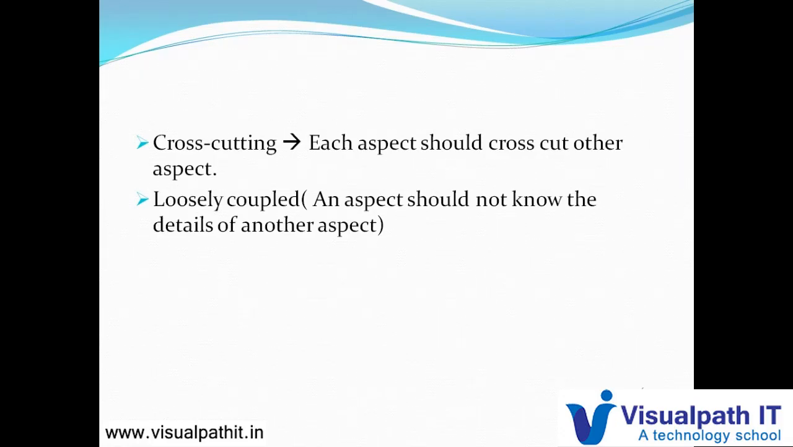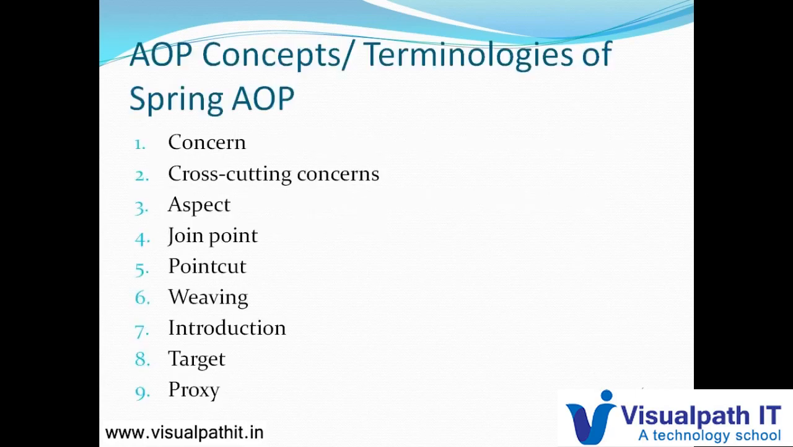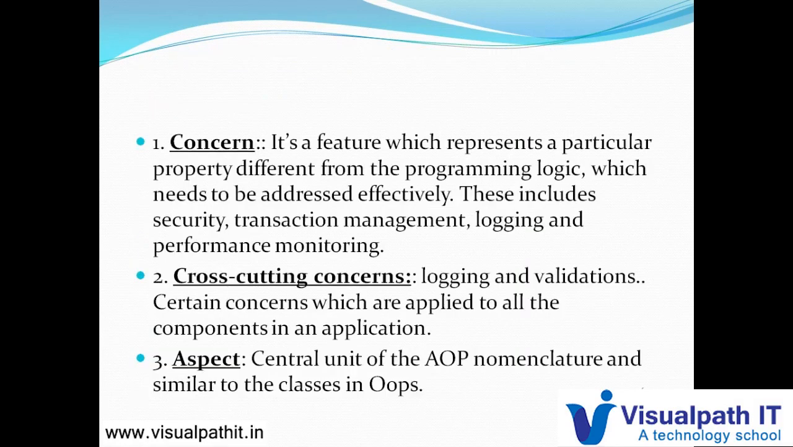So we also have certain terminologies, or the AOP concepts, we can say, which are very important in order to learn aspect-oriented programming. Understanding these terminologies is also very important. So let's list them down one by one. First is concern, cross-cutting concerns, aspect, join point, point cut, weaving, introduction, target and proxy. So let's go ahead with one by one.